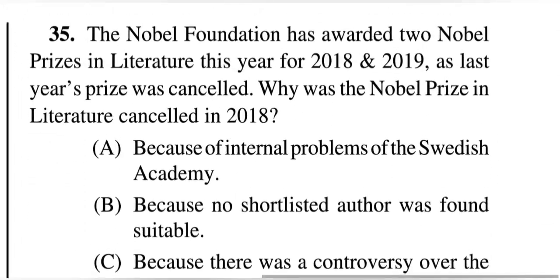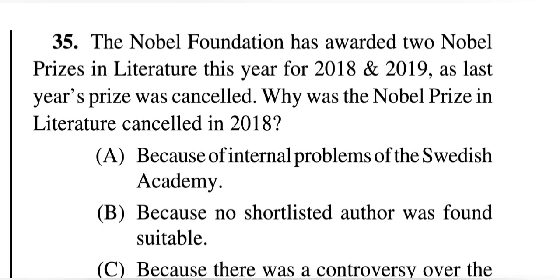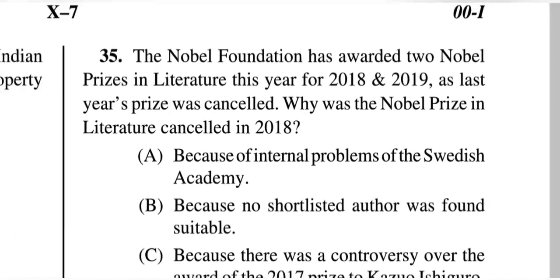Number 35, it says the Nobel Foundation. You must have heard, one who imparts Nobel Prize in various fields. The Nobel Foundation has awarded 2 Nobel Prizes in literature this year for 2018 and 2019, as last year's prize was cancelled. Why was the Nobel Prize in literature cancelled in 2018? Now we have to find out the correct answer.